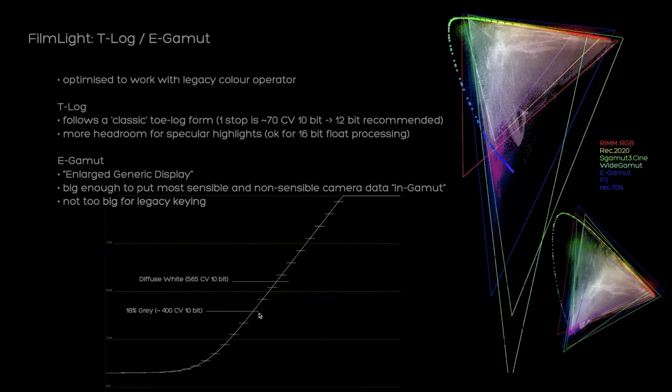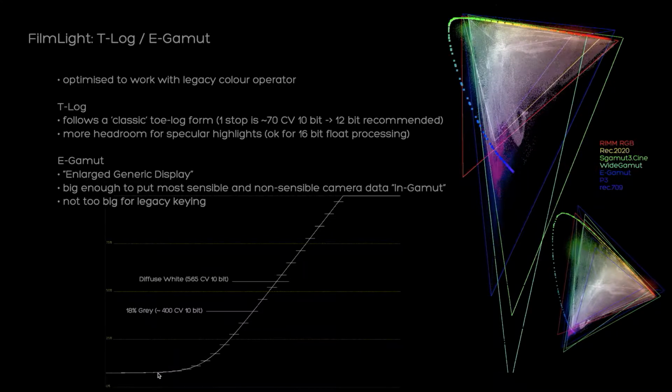In other words, if you have something in the stack that clamps the data, like a cube for example, you should have enough headroom to drive all of your modern deliveries. As a drawback, every stop gets fewer code values. I'll try to visualize this here.